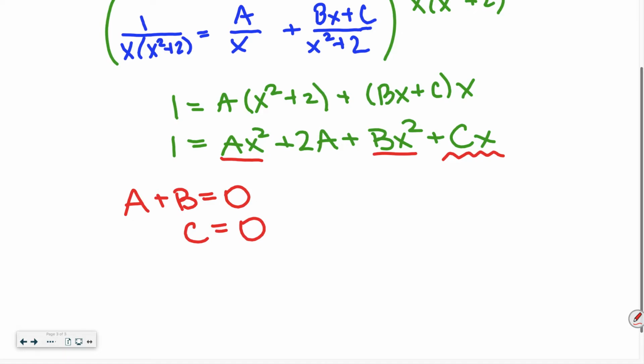And 2A should equal 1 because they're the constants. So you're right, A is 1/2. B is... C is 0, so yep, B is negative 1/2.